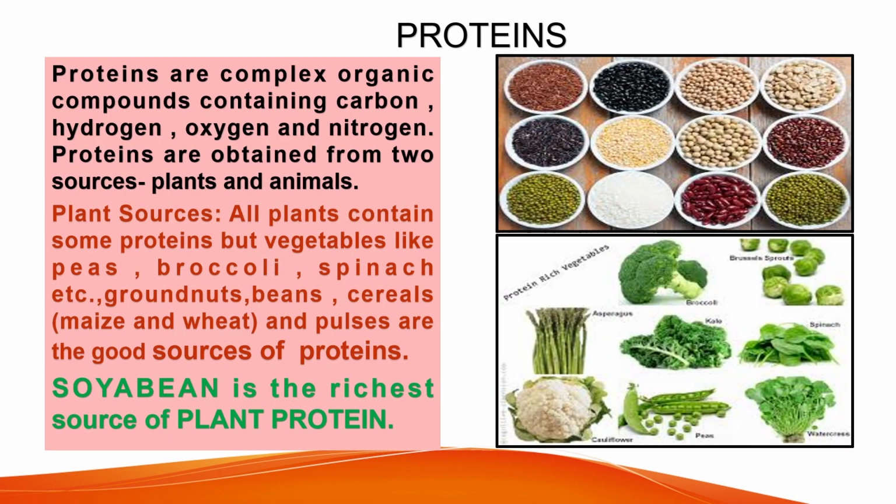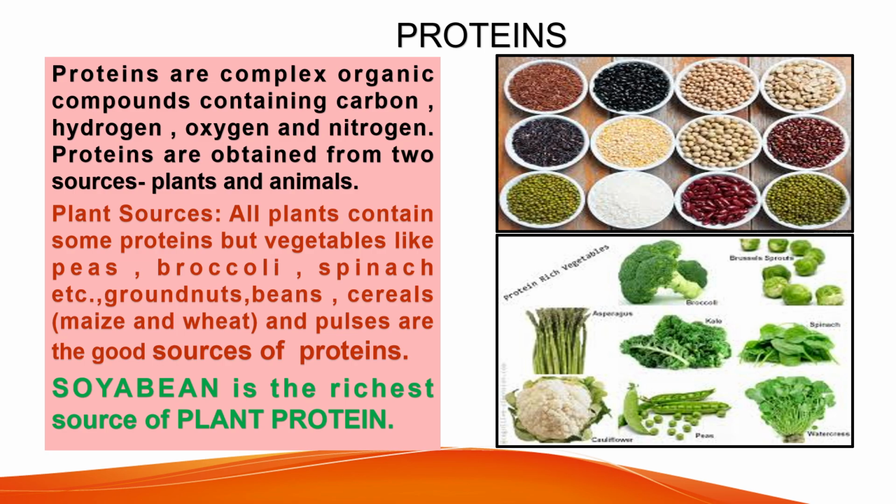Now our next nutrient is proteins. What are proteins? Proteins are complex organic compounds containing carbon, hydrogen, oxygen and nitrogen. Carbon symbol is C, hydrogen symbol is H, oxygen symbol is O and nitrogen symbol is N. So proteins are obtained from two sources, that is plants and animals. Mainly, as you have already read, there are two major sources of nutrients, plants and animals.